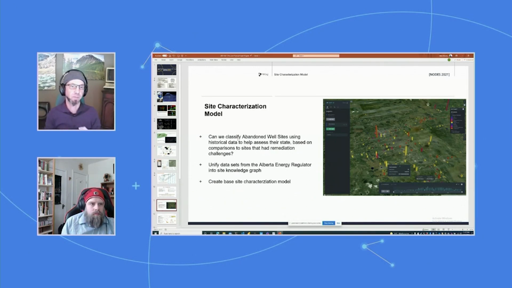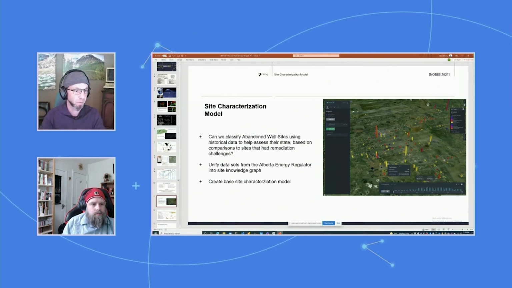So our core hypothesis was, can we classify abandoned well sites using historical data to help assess their state based on comparisons to sites that had remediation challenges? We took the data from the AER and we unified that into a site knowledge graph. The other thing that we did is we did actually get access to a paid data set that gives all the well production information. So we were able to incorporate that into this graph as well, which provides key insights and signals around the nature of the product, the stuff that was being produced. So whether it was oil versus gas versus other kinds of side products like salt contaminated water, brines and things, which can cause a lot of issues. Projected that all into the graph.